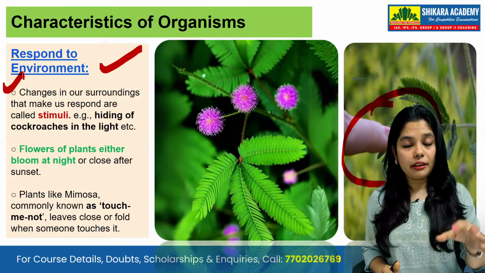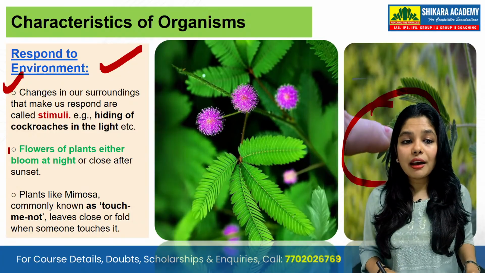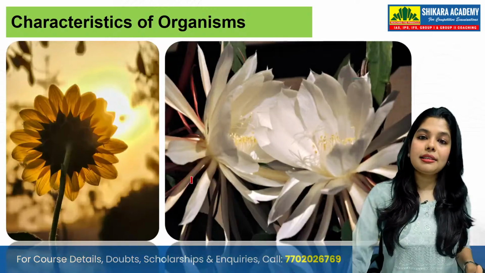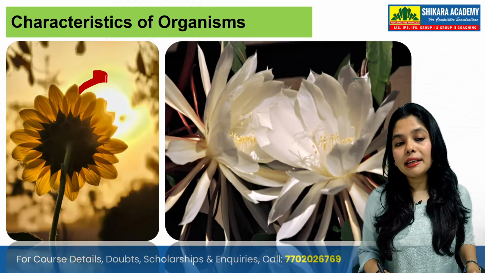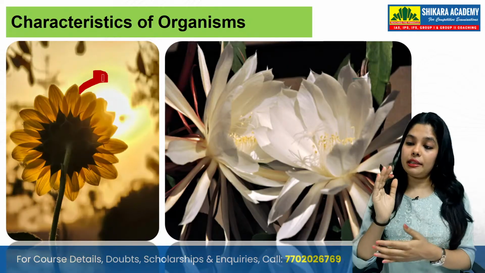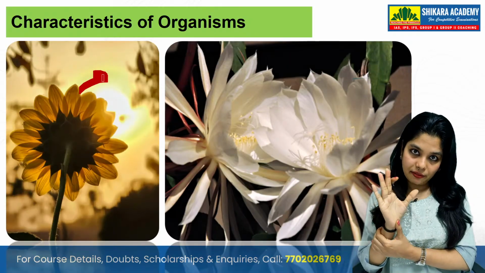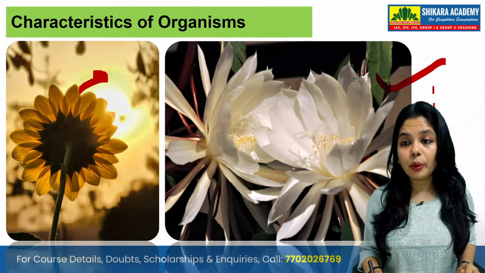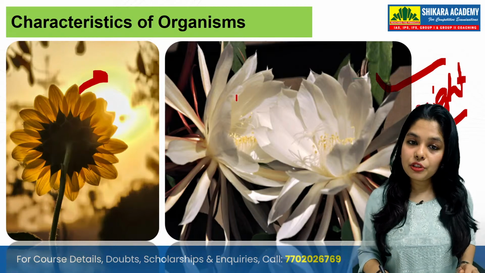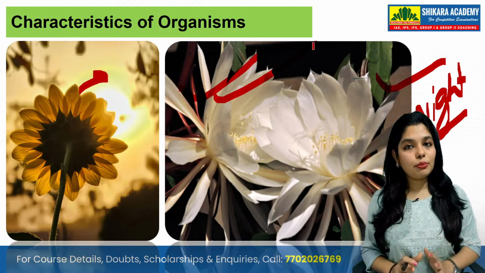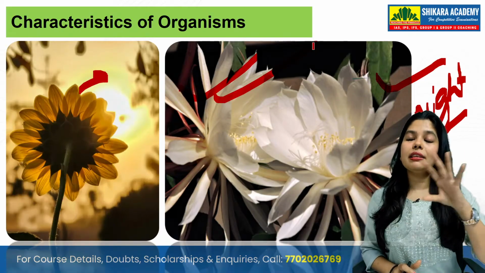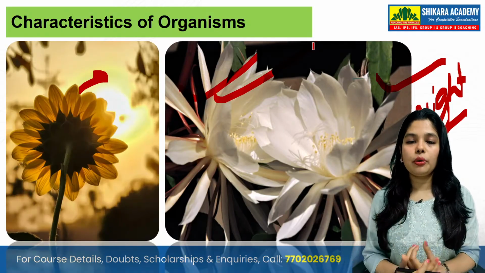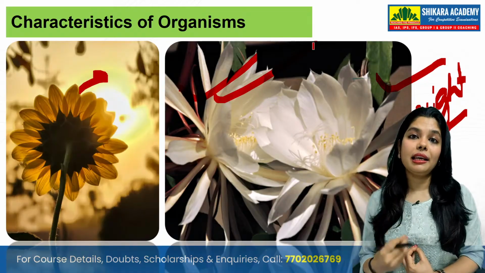Hiding of cockroaches in the light: whenever there is light, cockroaches will hide. Flowers of some plants either bloom at night or close after sunset. The touch-me-not plant is another example. The sunflower turns its face towards the sunlight. Some flowers bloom at night, because when the sunlight goes and the moonlight comes, the change in temperature acts as the stimulus, and then they start blooming.